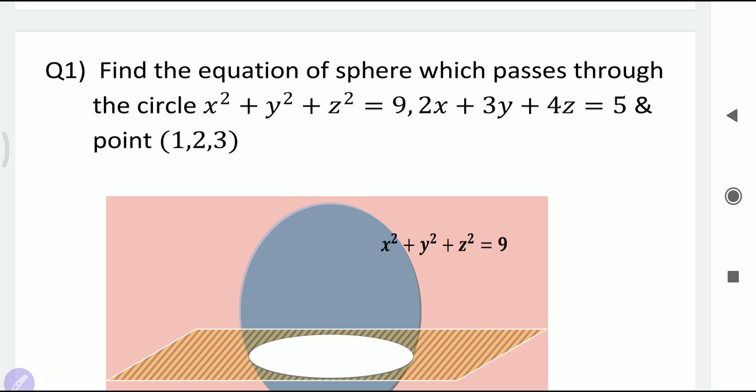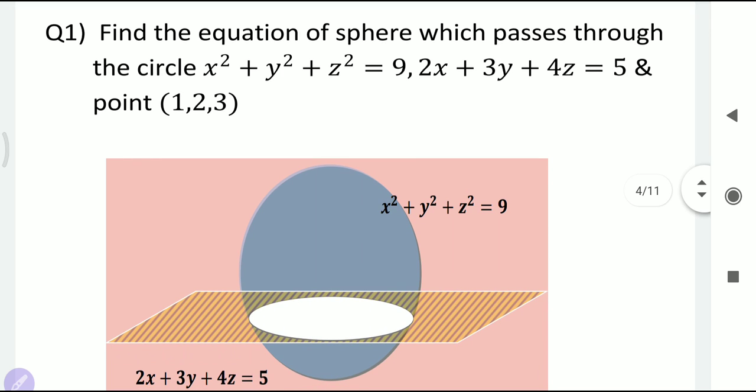Suppose we have the sphere and plane equations: x square plus y square plus z square equal to 9 is the equation of a sphere. This is a standard sphere whose center is 0 0 0 and whose radius is 3. We have the equation of a plane as 2x plus 3y plus 4z equal to 5. One more thing is given: the sphere which is formed because of these two is also passing through the point 1 2 3. First of all, try to understand the problem.